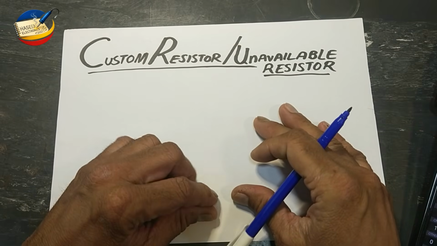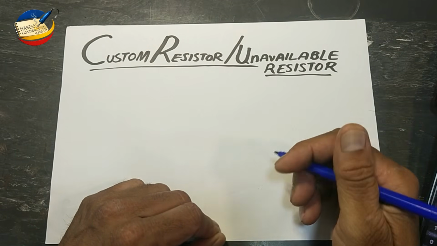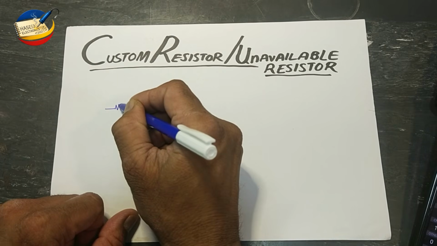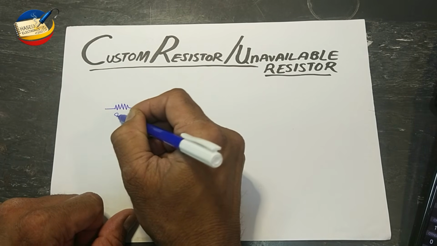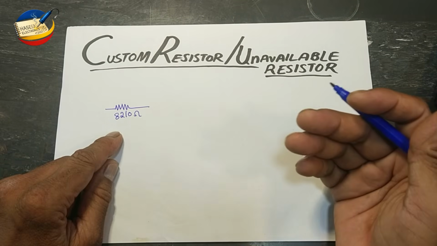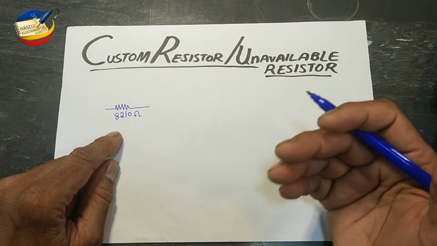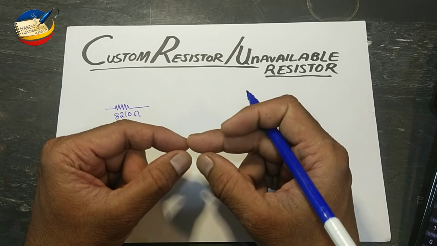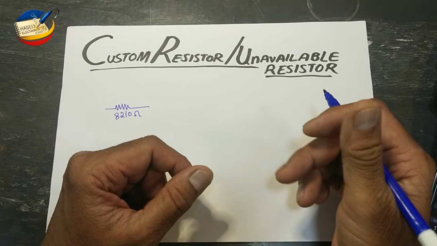Just for example, I am working on a circuit. I need a resistor of 8210 ohm, 8.210 kilo ohm. It is not available. The circuit doesn't have much space to connect two resistors in series.